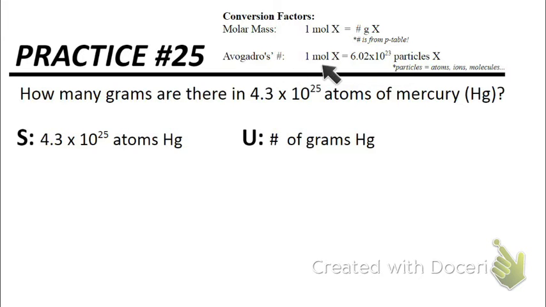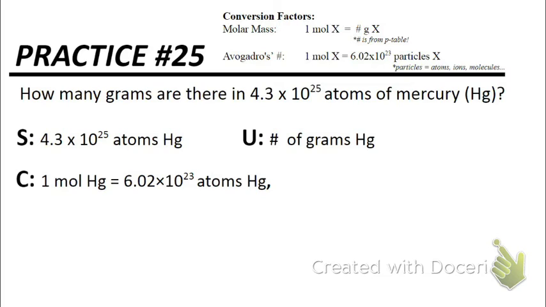We know that we're going to be using this first one, Avogadro's number, and we are going to be using the second one. Setting up Avogadro's number is a lot easier. Why? Well, we're already given all of the numbers, 1 and 6.02 times 10 to the 23rd. The only thing that we need to change out is this x. The x needs to be changed out for the mercury symbol, Hg. Now for the other one, the molar mass, we have 1 mole of X, which we're going to replace with Hg, is equal to a number of grams of X, or Hg. That number comes from the periodic table.